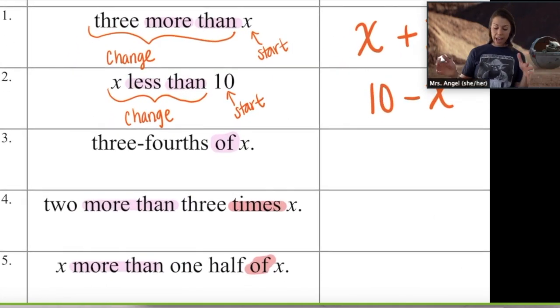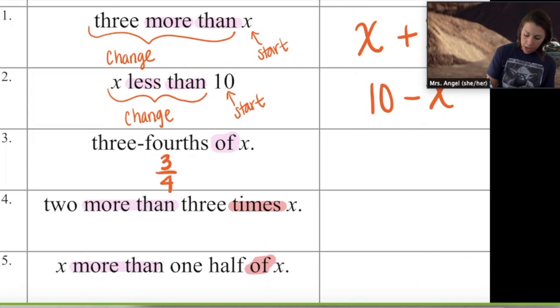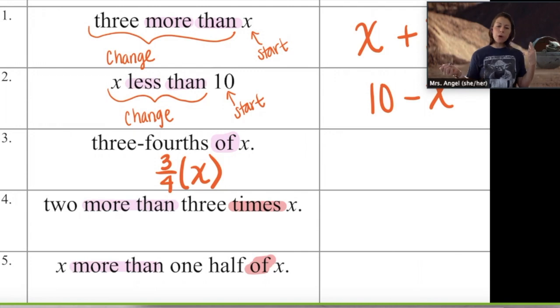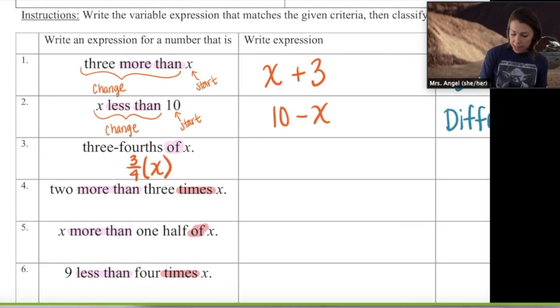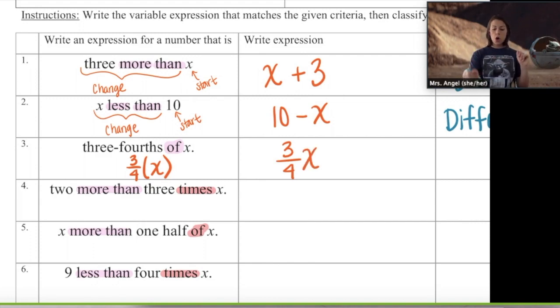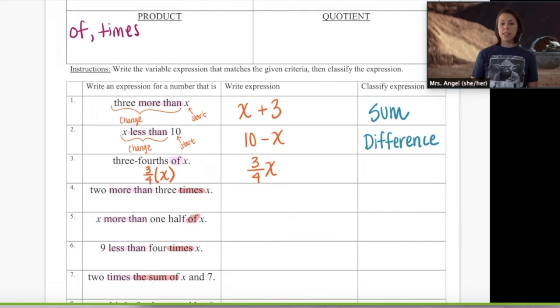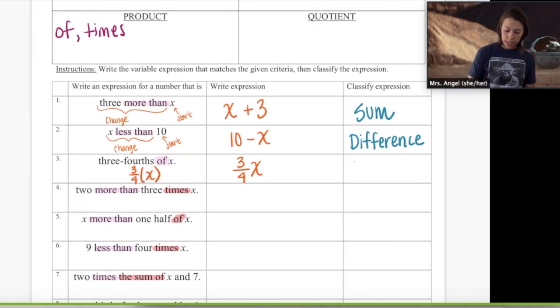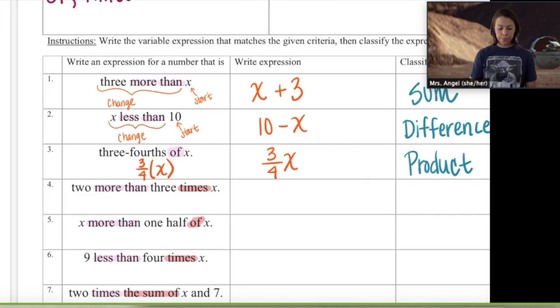3/4 of x. Now, we already know "of" means multiplication, so you might be thinking 3/4 multiply x. But do you remember about products and coefficients? Do we need those parentheses there? We don't. So we could just write this 3/4 of x as 3/4 x. No parentheses, dots, or x's needed to show that that's multiplication. In this case, 3/4 is our coefficient in this product.